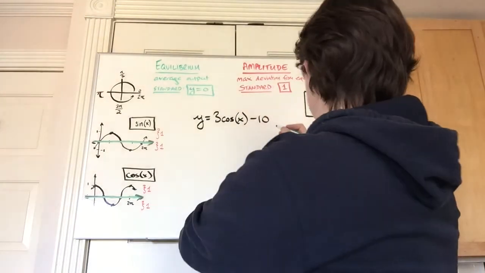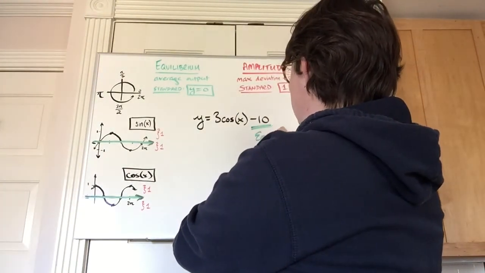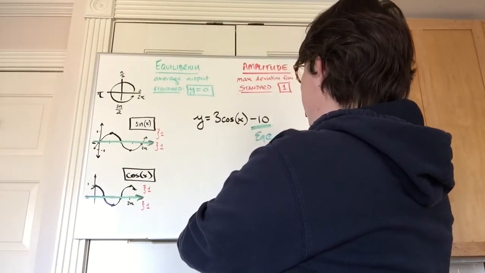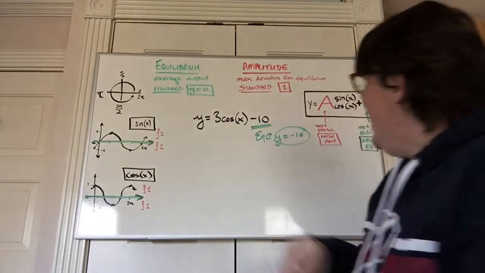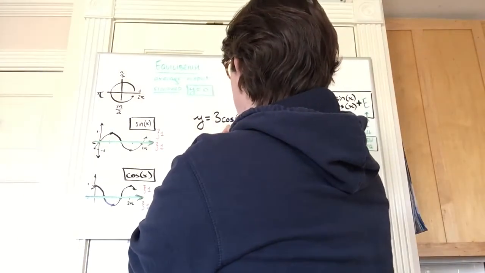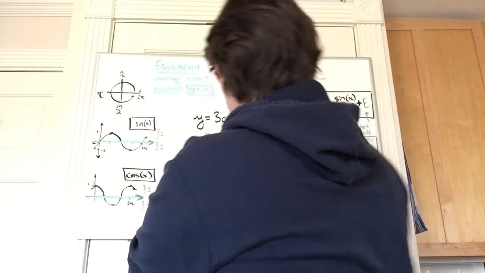So vertical shift gives me the equilibrium. This one has an equilibrium at y equals negative 10, because the whole thing moved down 10. And then the amplitude, the vertical stretch, is equal to 3.